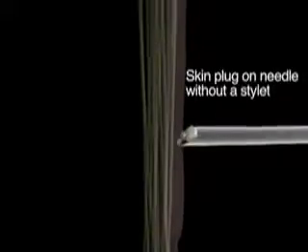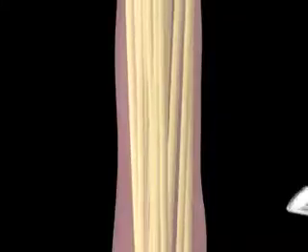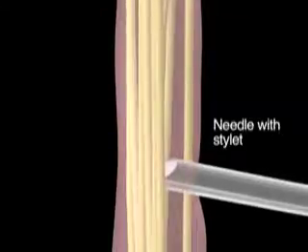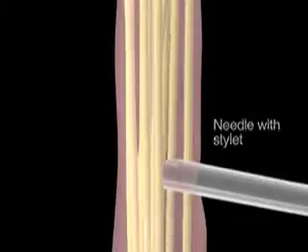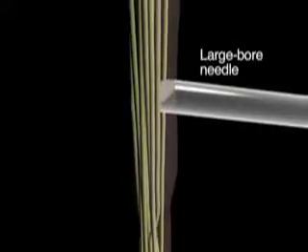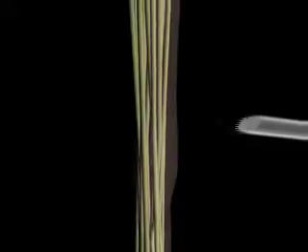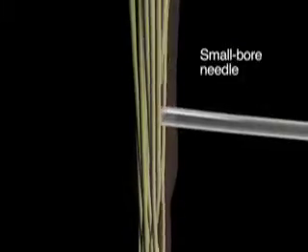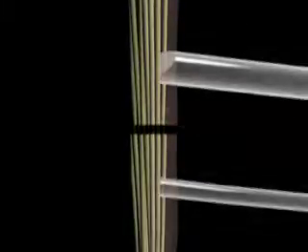A subarachnoid epidermal cyst occurs when a skin plug is introduced into the subarachnoid space. The standard use of a needle with a stylet will avoid this complication. Leakage of spinal fluid can occur at the puncture site. A large bore spinal needle is more likely than a smaller bore needle to produce a leak, so the latter should be used whenever possible.